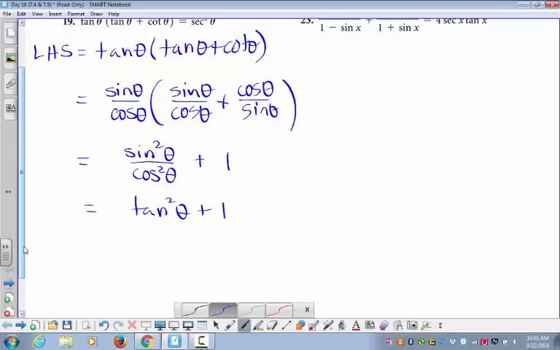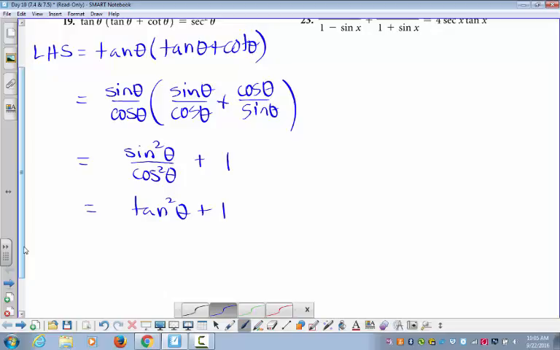There is a Pythagorean identity that involves tangent squared. How would we get a tangent squared here from this one? What would we divide all three terms by to get a tangent squared? Divide by cosine squared. Right. If we divide by cosine squared, that's going to give us our Pythagorean identity that involves tangent, so we see that it's tangent squared of theta plus 1 is equal to secant squared of theta.